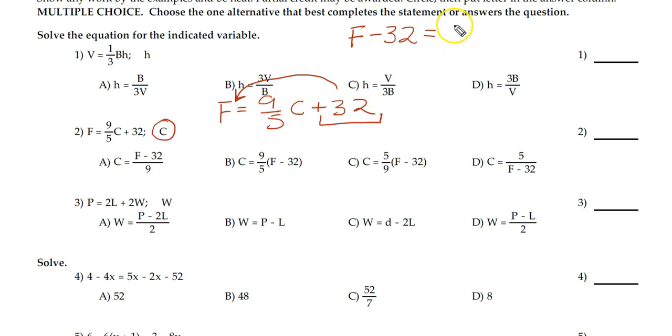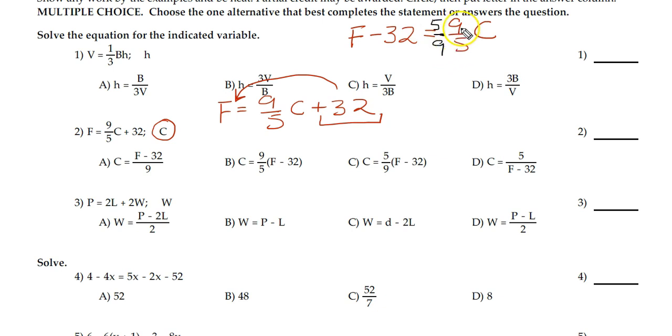And we have the 9/5 C isolated. Now, we want to get C all by itself. So the strategy for that is to get rid of the 9/5. We want to make this a 1. Now we do so, and I'll change colors, by multiplying something by its reciprocal. That is, just flip it over. So this will be 5/9.